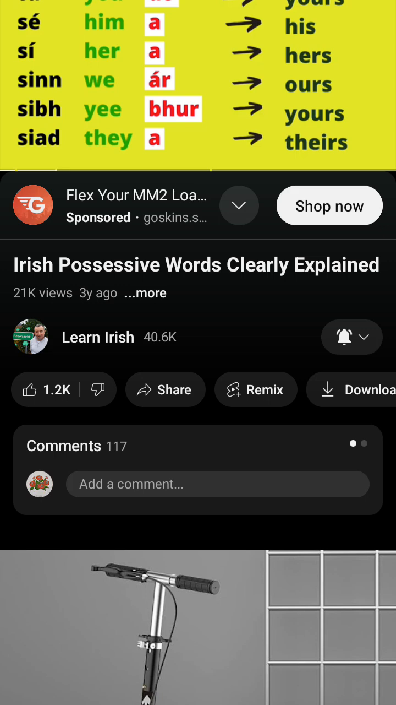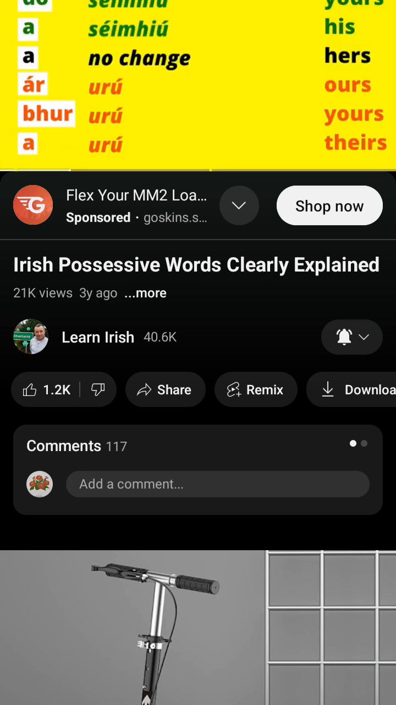Then the same rule applies as we go down. A and a are for him and her, as in belonging to him or belonging to her. Ár is like ours, bhur is like yours, more than one person, and a again is in relation to something belonging to them. Now for the first three here, that is mo, do, and a. That means mine, yours, and his, like belonging to him.